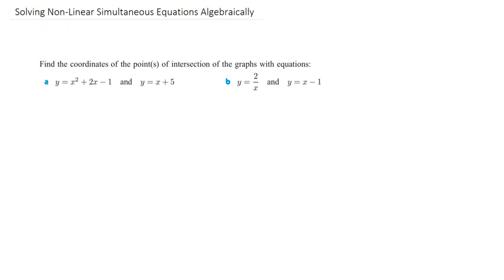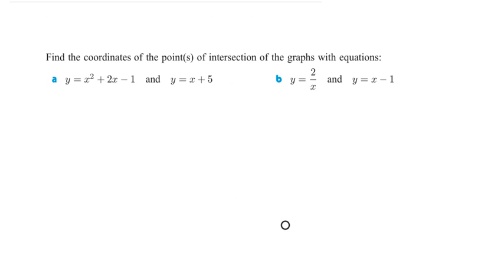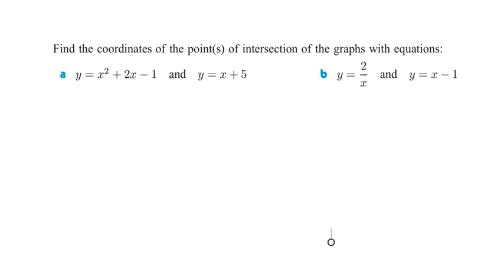Hello, everybody. Okay, we're going to take a look at some challenging algebra today. We're going to solve some non-linear simultaneous equations algebraically. Okay, let's get straight into it then. So we are going to find the coordinates of intersection for some graphs, okay?